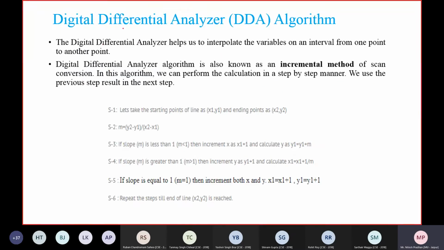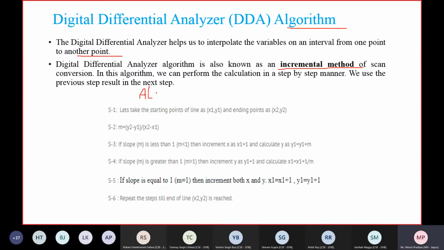Yes guys, so what is this digital differential analyzer algorithm? Please see it. Okay, so it is nothing but it helps to interpolate the variables on an interval from one point to another point. So this is also known as the incremental method of scan conversion. In this algorithm, we can perform the calculation in a step-by-step manner. So this is the algorithm of DDA.